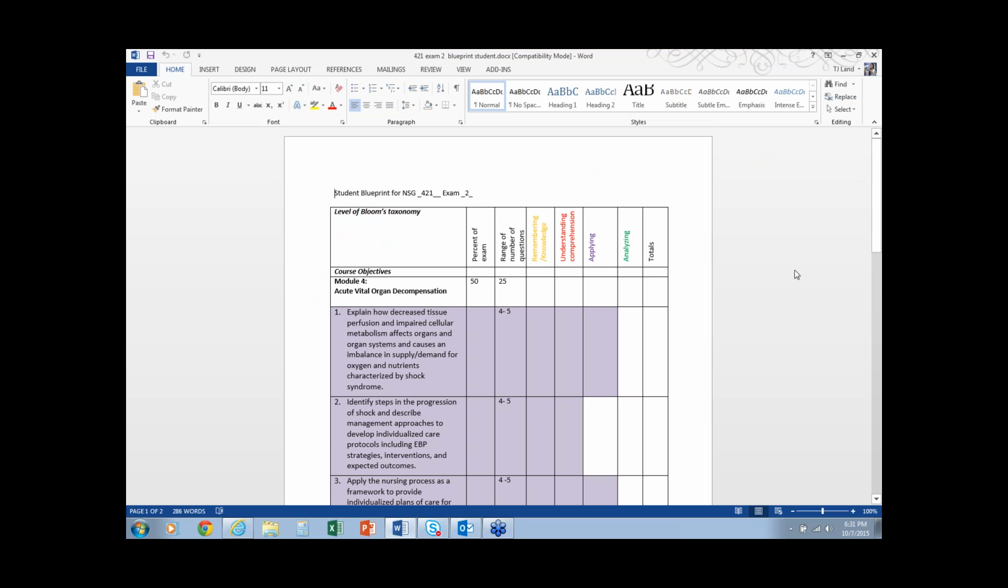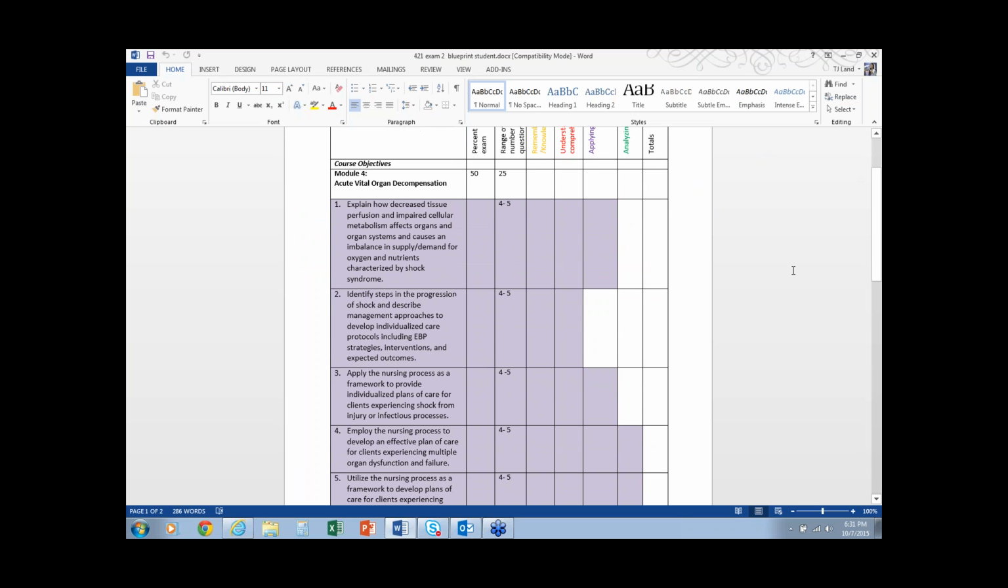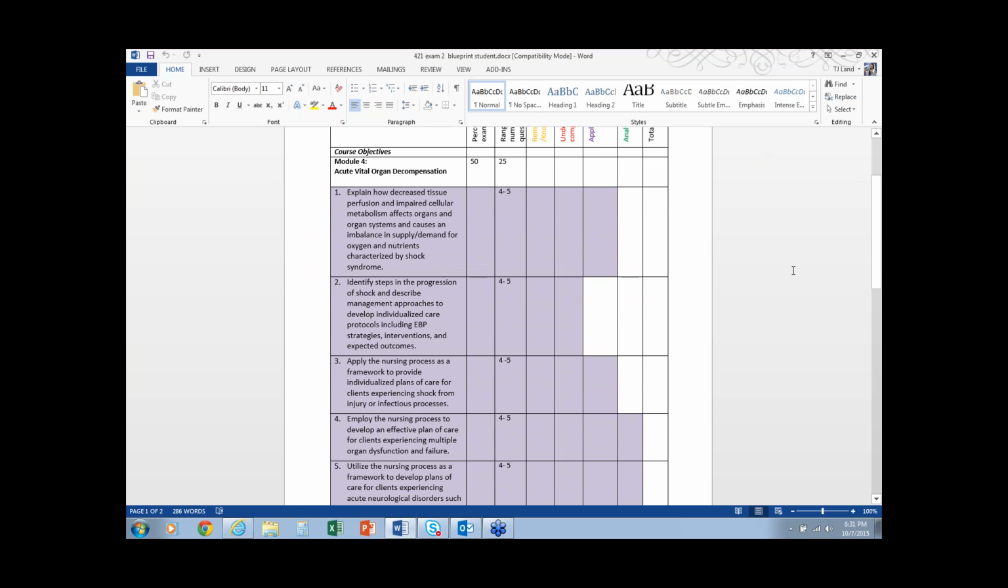The first thing I want to talk about is the fact that this exam is divided into two sections. The first section is 50% of your exam. It's all about vital organ decompensation, and we're talking about acute phase here, not chronic. So there's going to be several things that you're going to need to focus on, but it's going to have a lot of information from your first exam, because this is where you're going to need to understand your hemodynamics.